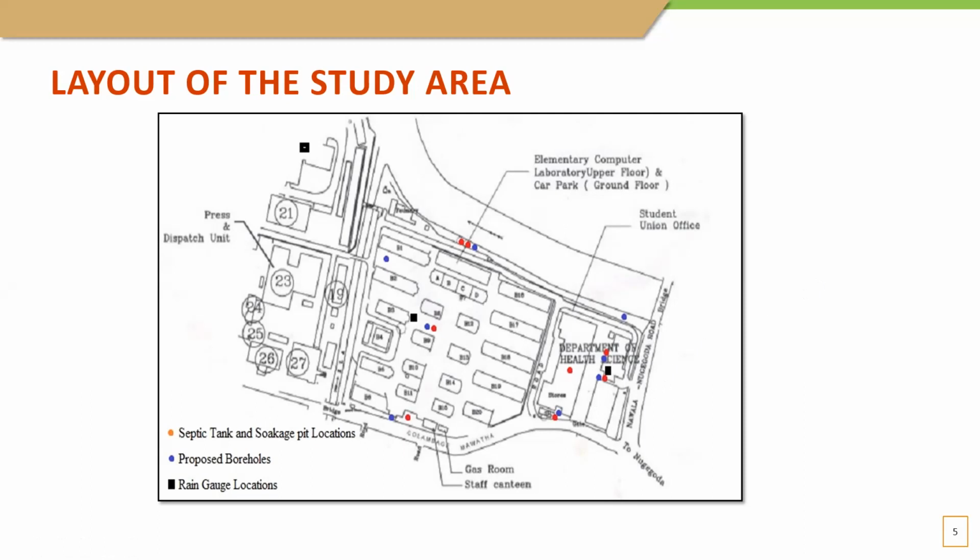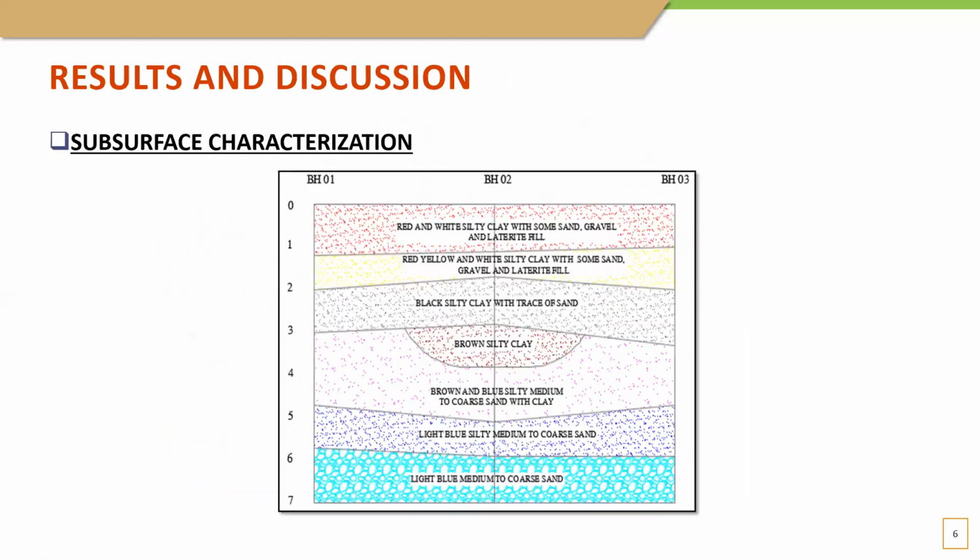So these are the points we can see. I just used them for borehole locations and the rainfall measurements. The proposed boreholes are identified in blue color, and the septic tanks and soakage areas are in red color. So I would come to the results and discussion.